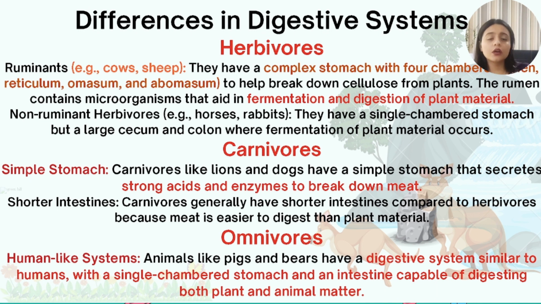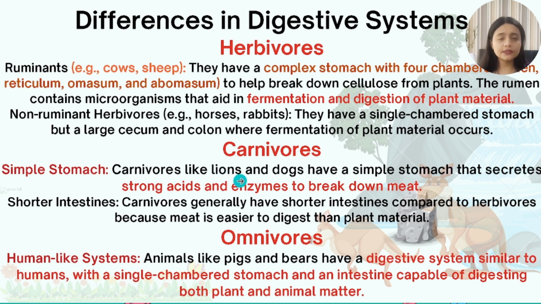These animals also contain some microorganisms that aid in the fermentation and digestion of plant material. Non-ruminant herbivores, like horses and rabbits, have a single-chambered stomach but a large cecum and colon where fermentation of plant material occurs. The cecum and colon are also parts of the digestive system, which we are going to study afterward. So herbivores have a complex digestive system, a 4-chambered stomach.